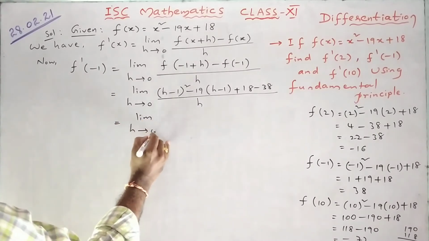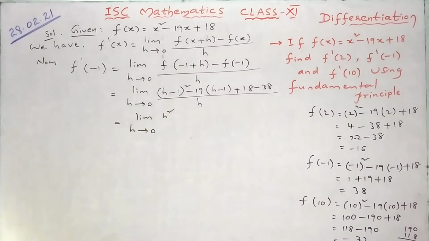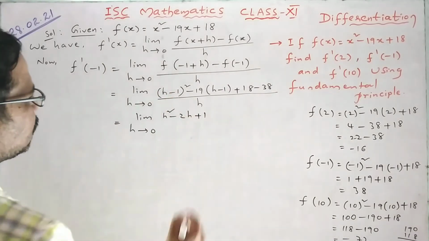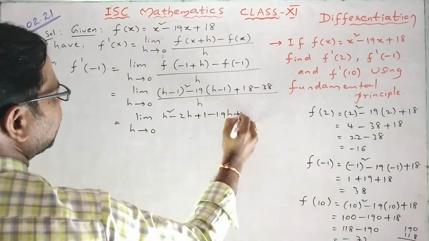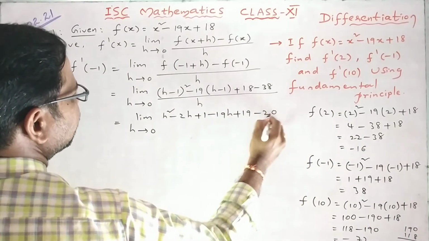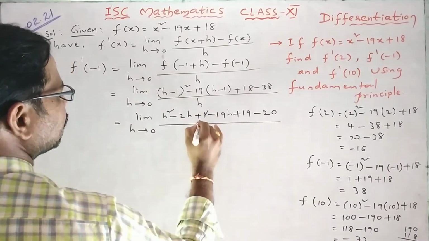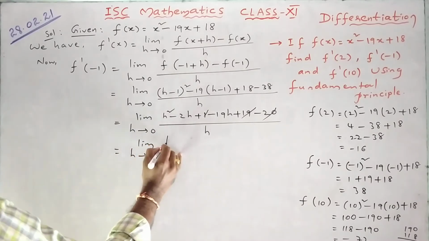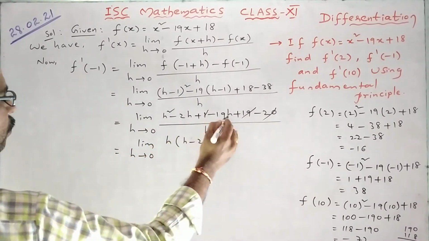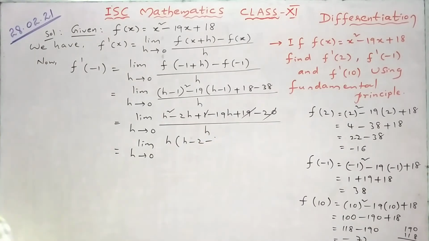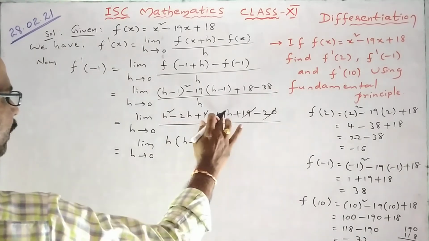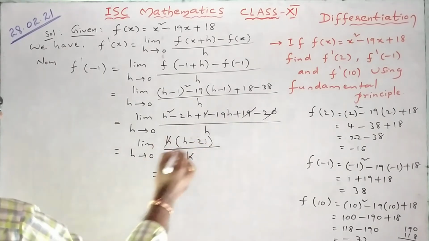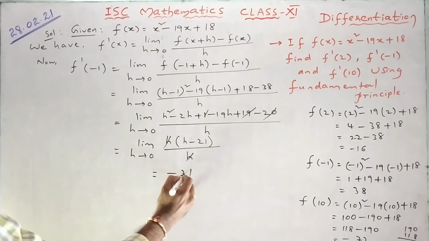Limit h tending to 0, you take a minus b whole square, a square minus 2ab plus b square. a minus b whole square minus 19h plus 19 minus 20 upon h. This 2 gets cancelled. Then limit h tending to 0, I will take h common, remaining h minus 2 minus 21, I will write directly. Minus 19 minus 2 minus 21 upon h. So if you keep h equal to 0, minus 21.